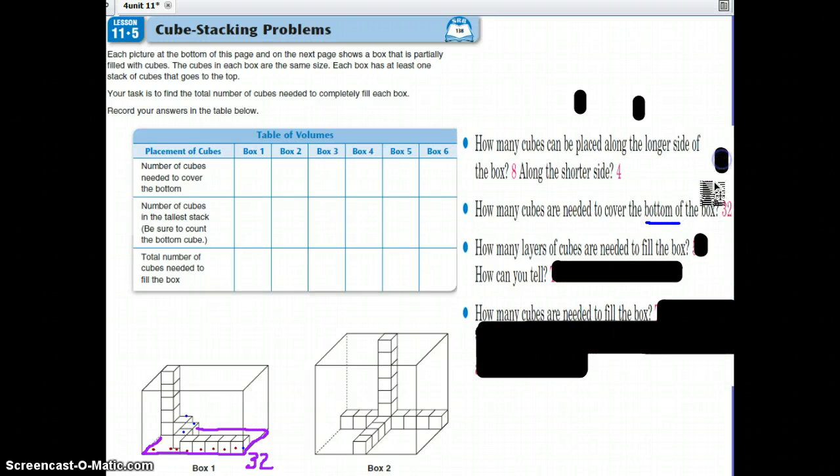Whoops. How many layers of cubes are needed to fill the box in number 2? Oh, I'm sorry, to fill the box in number 1. Well, now I would have to take, and it's showing you 5 goes up. So here we go. 1, 2, 3, 4, 5. So I'm going to take that 32 times 5, and it's going to take a total of 160.